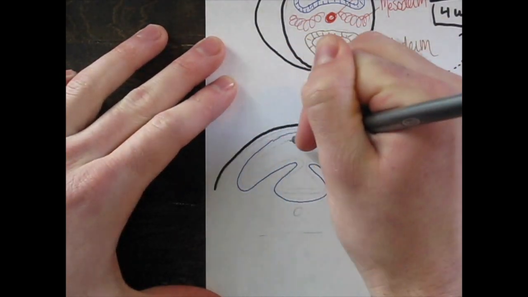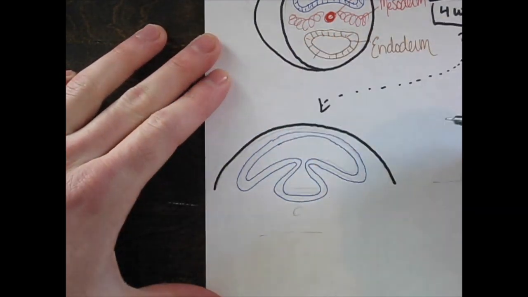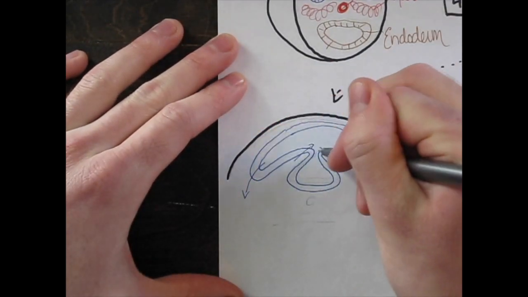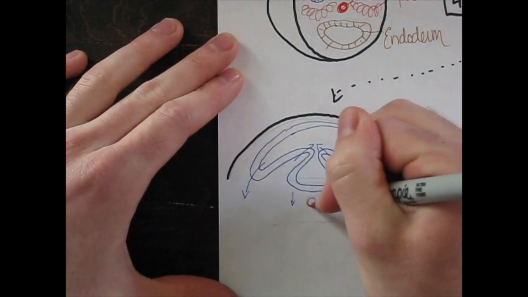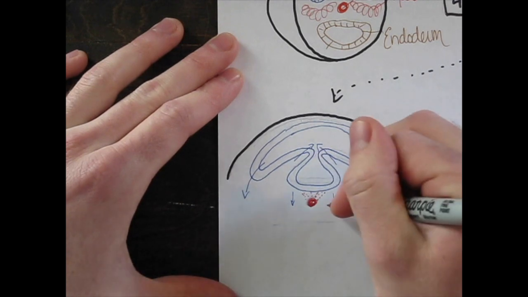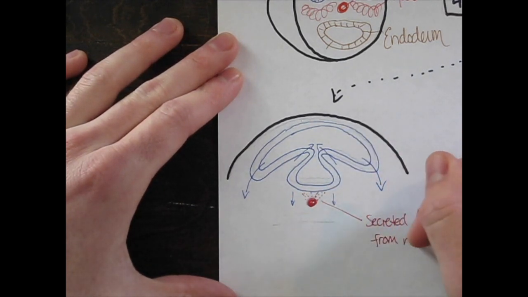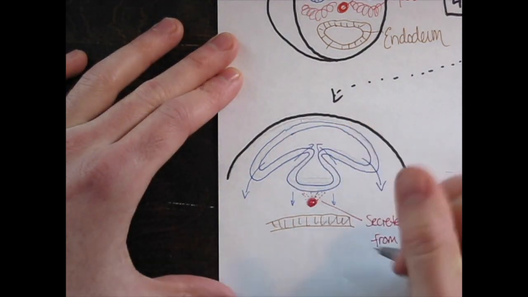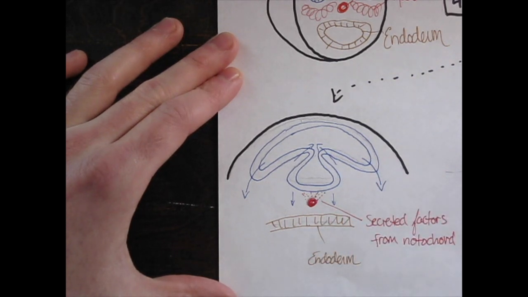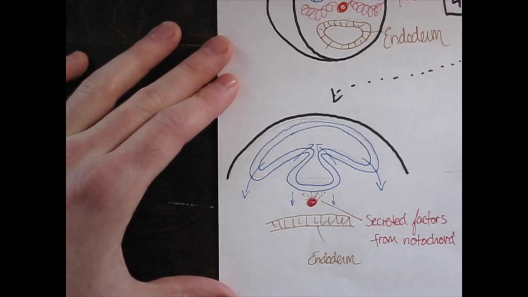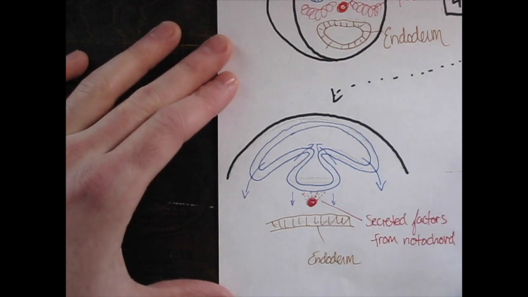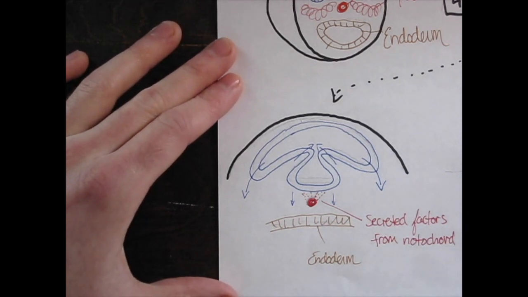So halfway through, here's what the ectoderm looks like. The neural tube starts to invaginate as the outer covering extends around the outside of the mesoderm and the endoderm. And the reason it invaginates is because secreted factors from the notochord pull in the neural tube, and it eventually pinches off, so it ends up inside.